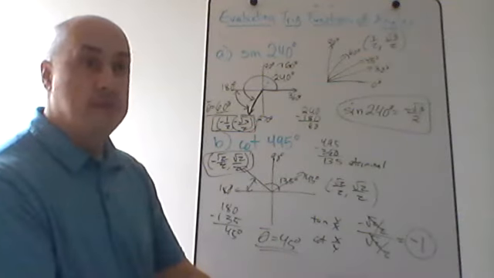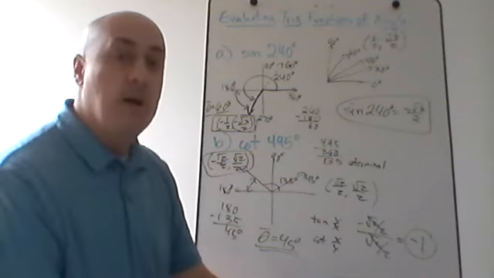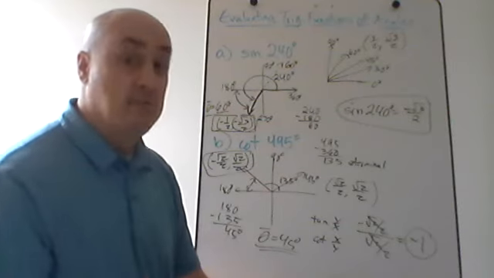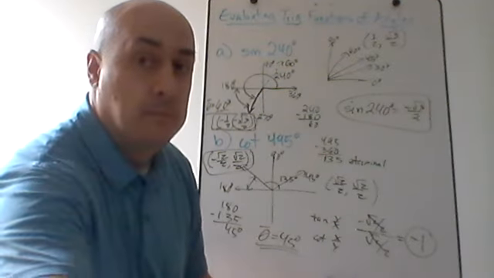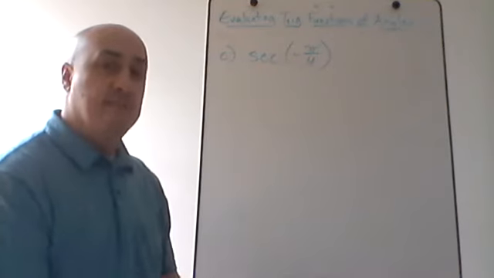All right, so that's doing a couple examples using the degree measure of the angle. I'm going to pause this here and put up probably just one example doing the radian measure of an angle. All right, last example we'll do here in this video, secant of negative pi over 4.